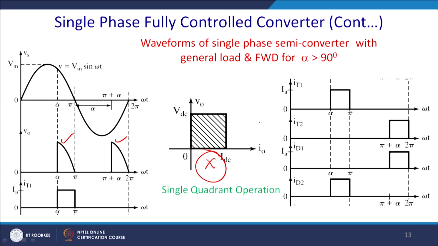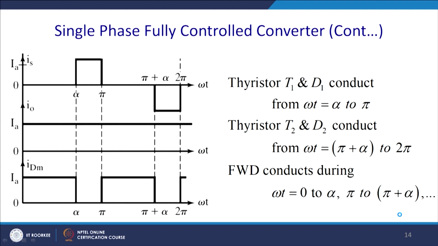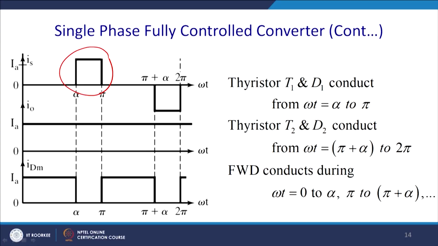Same way, current through these thyristors is T1 and T2, and this is D1 and D2, and so on. This is a single quadrant operation. Now, actually this is IA, this is a source current, and it will be conducting for a very small interval of time, alpha to pi, and pi plus alpha to 2 pi in the negative half cycle, but since the value of the inductance is so high, you get a constant load current.